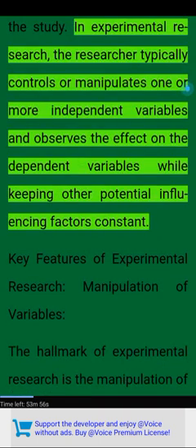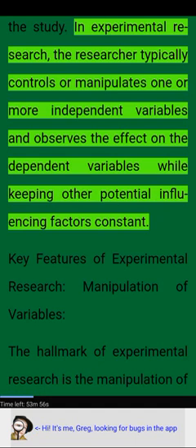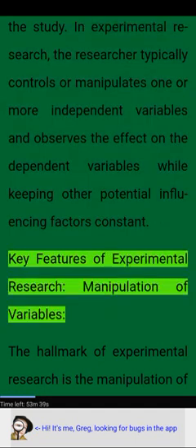In experimental research, the researcher typically controls or manipulates one or more independent variables and observes the effect on the dependent variables while keeping other potential influencing factors constant. Key features of experimental research. Manipulation of variables.